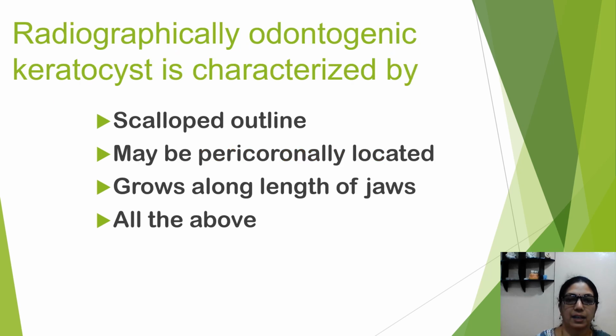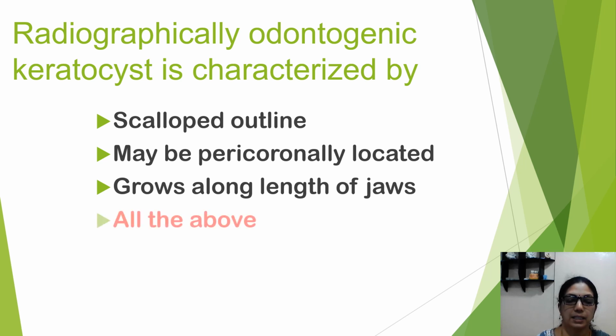Next, how is odontogenic keratocyst characterized radiographically? It will have a scalloped outline, that is, the margins are scalloped. It may sometimes be pericoronally located, above the crowns. It grows along the length of the jaws. Or all the above are true about the radiographical manifestation of the odontogenic keratocyst. So which is correct?